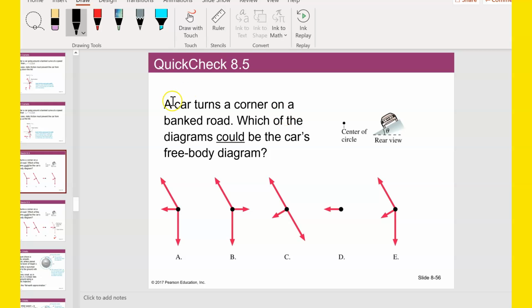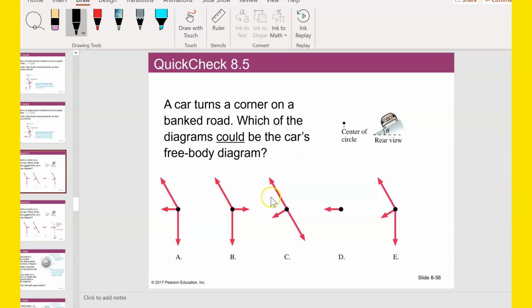Quick check 8.5. A car turns a corner on a banked road. Which of the diagrams could be the car's free body diagram? All right, you have a normal force. Which way does the normal force point? It points perpendicular to the surface. So since the surface is angled, the normal force is going to point perpendicular to it, like that. That makes any of these look good. Which way does gravity go? Gravity always goes toward the center of the earth, so that makes A, B, and E possibilities.